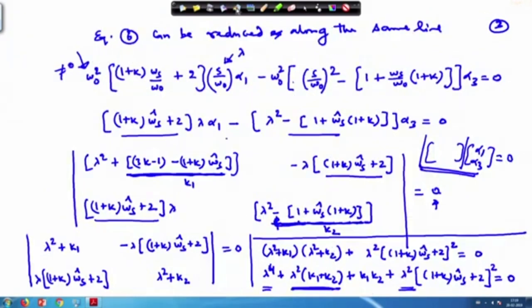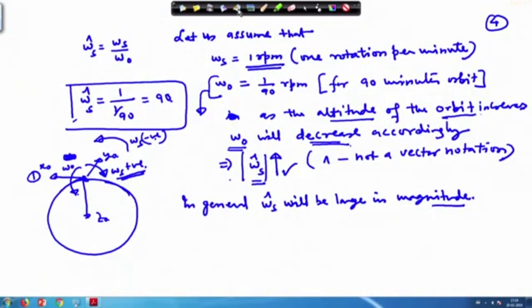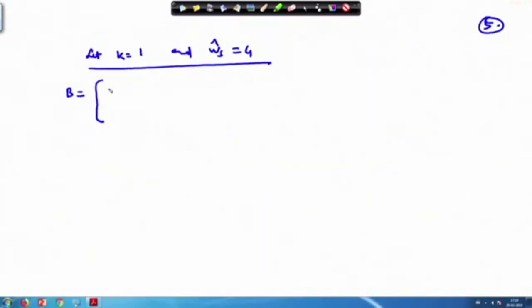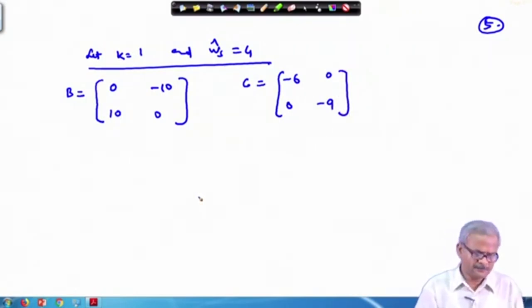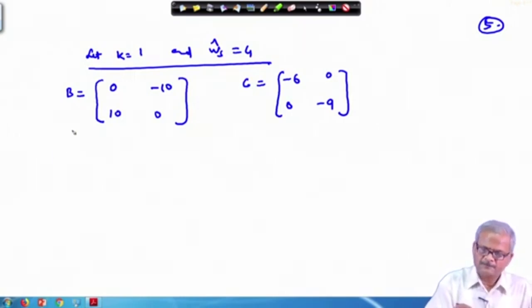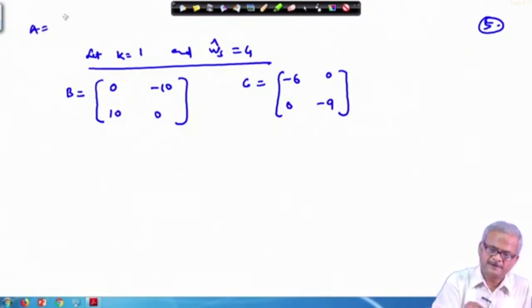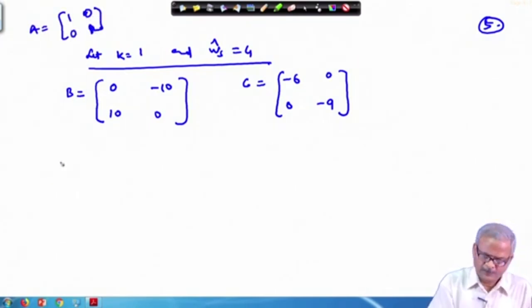Okay. So, we go back to the... So, b equal to 0 minus 10 and 10 0, and c turns out to be minus 6 0 0 and minus 9. Okay. So, for this we can get the eigenvalue of the system. So, your first matrix A is nothing but 1 0 1 1 and 0 0. Okay. So, directly also we can write the eigenvalues like this.